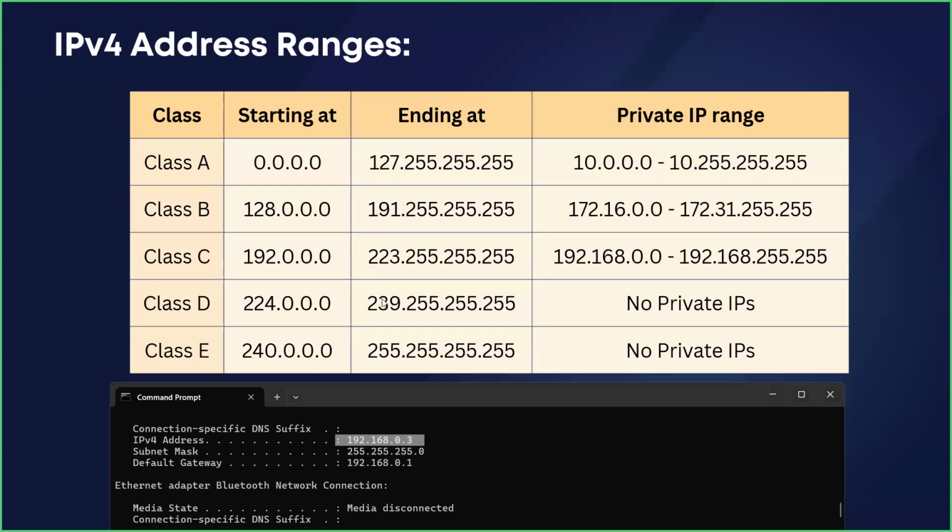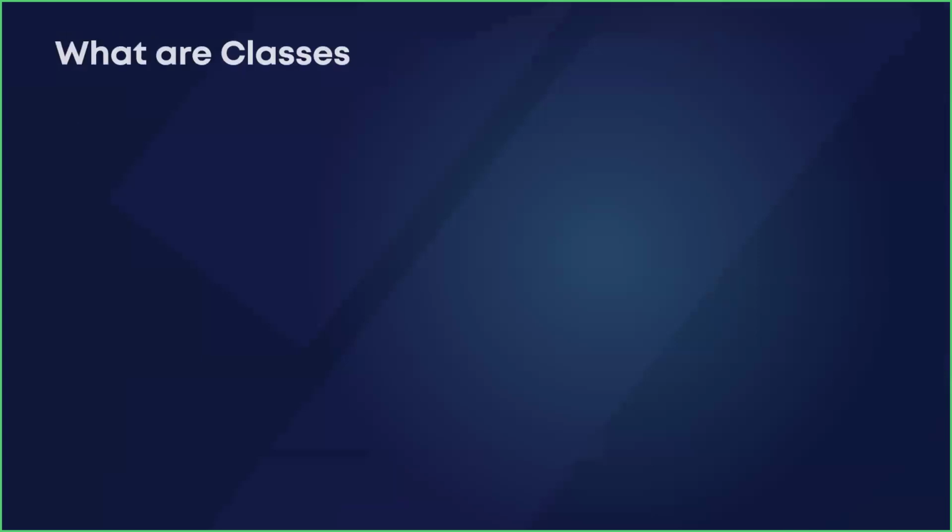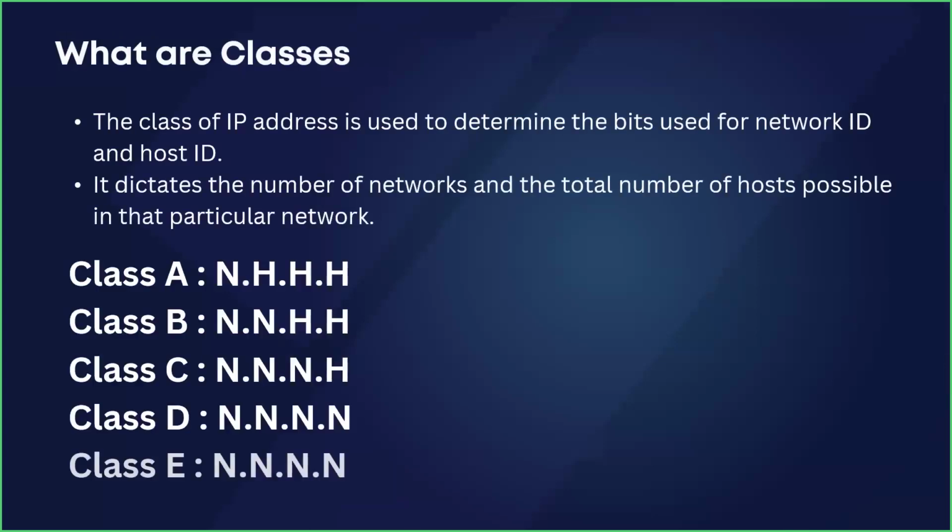Okay. So each of these classes has a different number of network portions and a different number of host portions in it. Class A has 1 network portion and 3 host portions. Class B has 2 network portions and 2 host portions. Class C has 3 network portions and only 1 host portion. Class D and Class E have all network portions itself. There are no host portions in them. Now, as you're going down the line, if you notice, network portions are increasing in number. Class A has 1 network portion, Class B has 2, Class C has 3, Class D and Class E, 4 network portions.